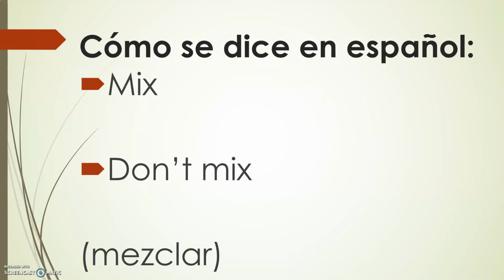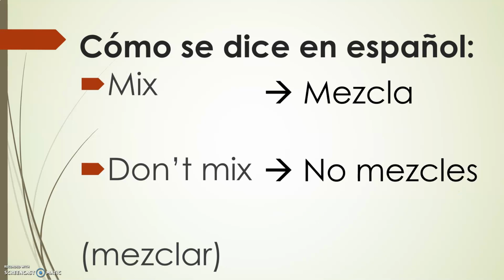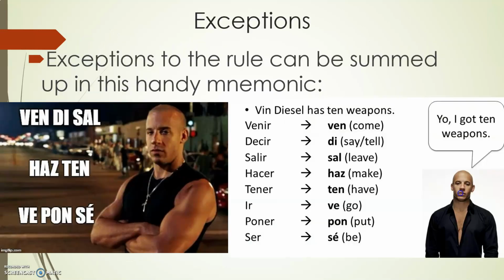Okay, one more. ¿Cómo se dice en español mix and don't mix? The verb is mezclar. Mix is mezcla, and don't mix is no mezcles. Okay, so that's pretty simple, but just like any rule, this one has some exceptions.